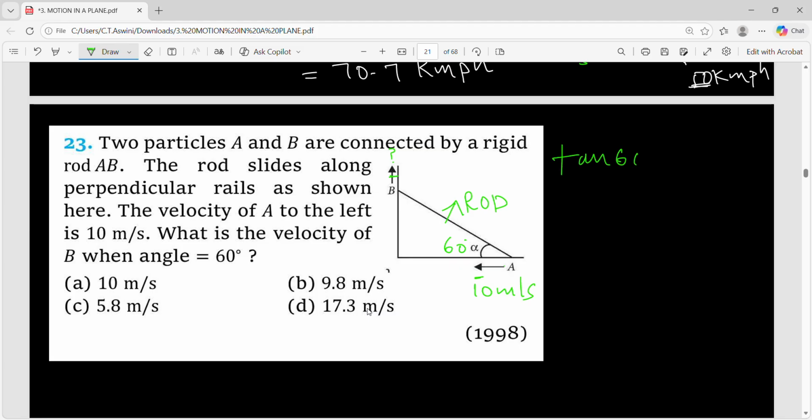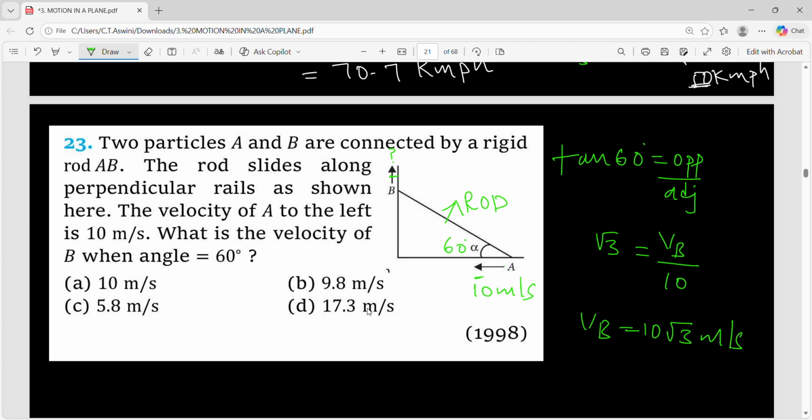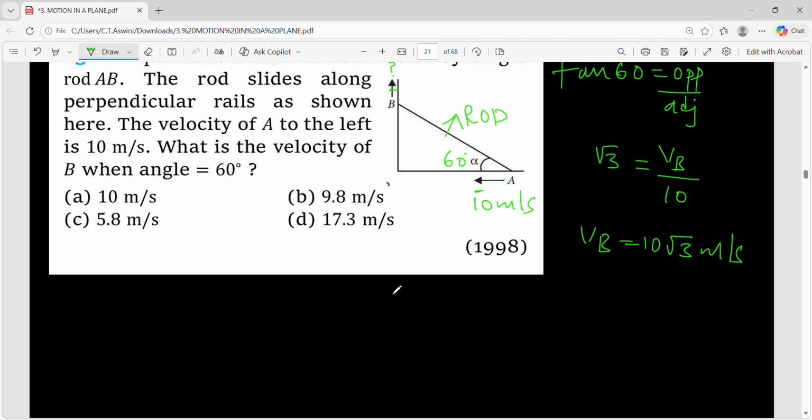So tan 60 is equals to opposite by adjacent. Tan 60 is how much? Root 3. What is at opposite side? Velocity of B. What is at adjacent side? Velocity of A. So what is VB now? 10 into root 3 meter per second. Okay, root 3 was substituted here.